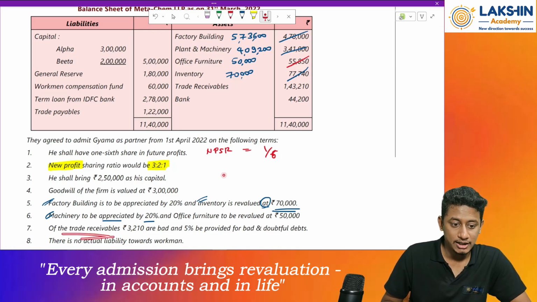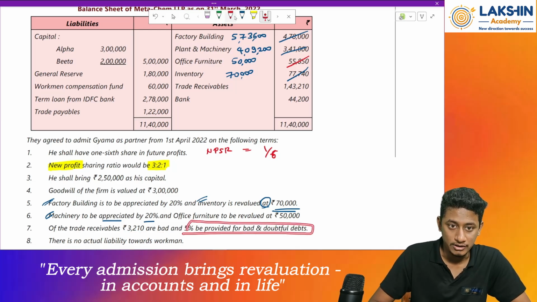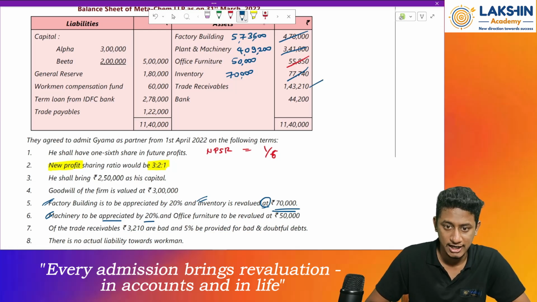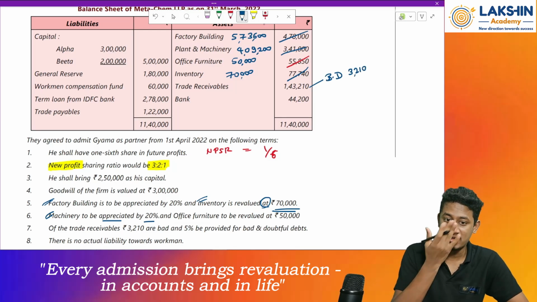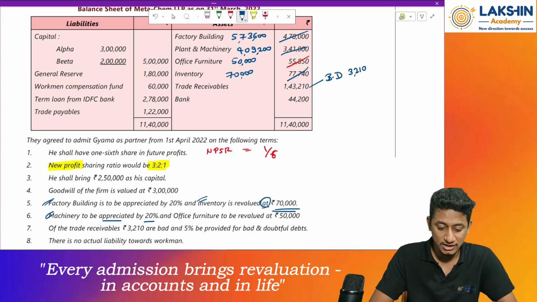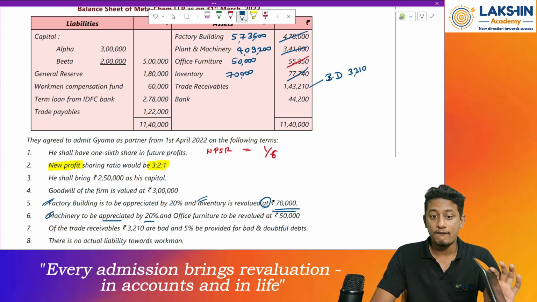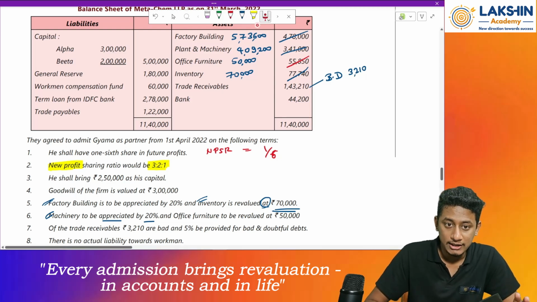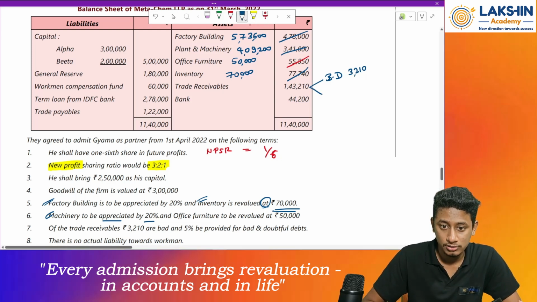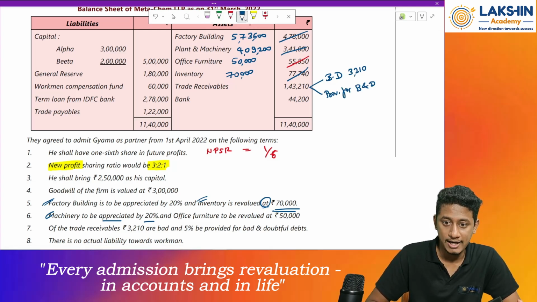Trade receivables 3,210 are bad and 5% to be provided as doubtful debts. Okay. Now what I will do is, out of this whole amount of trade receivables, bad debt is how much? 3,210. That means the remaining amount of debtors is how much? 1,43,210 minus 3,210 is equals to how much? 1,40,000. So out of 1,40,000, the amount is to be classified as doubtful debts. Provided for, right? So this is the provision for bad and doubtful debts. What is the value? Rupees 1,40,000.